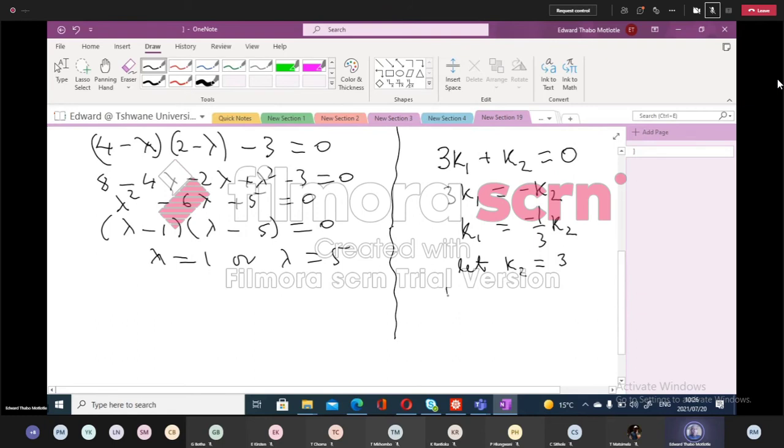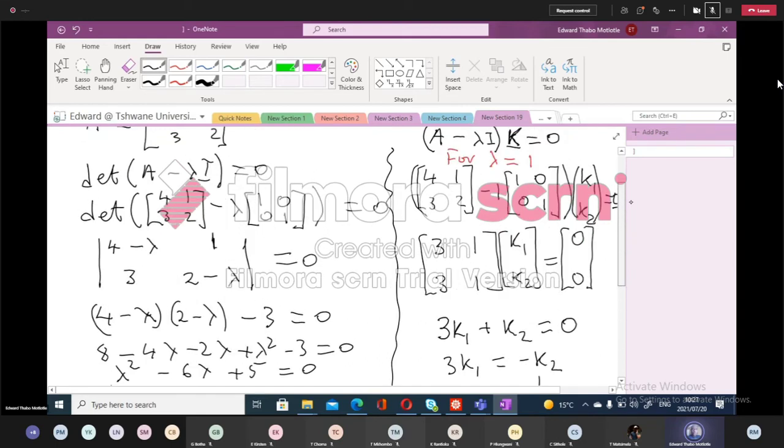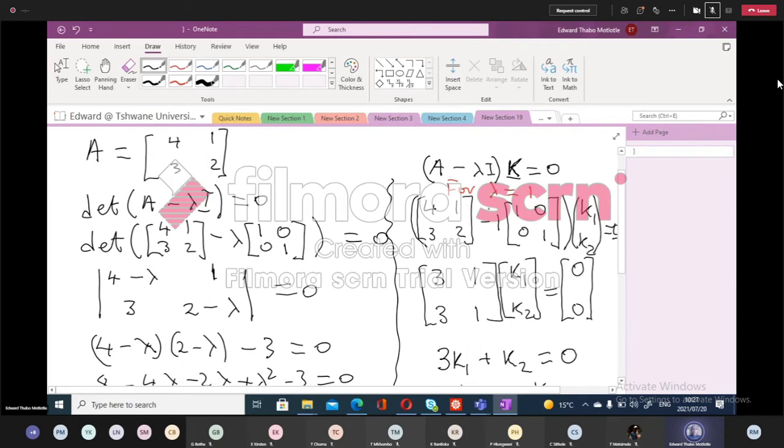It means that k1, now this one is a vector, is equal to, let's see, if I substitute 3 there, my k1 is minus 1 and my k2 is 3. So this is what we call eigenvectors. Now what remains is for you to substitute 5 here, for lambda equals 5, and solve the same way I've done here.